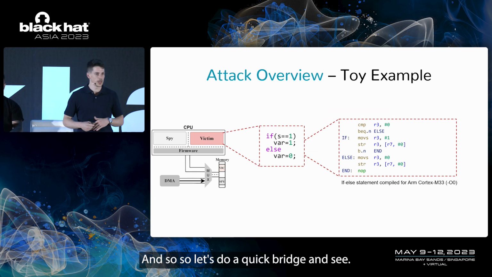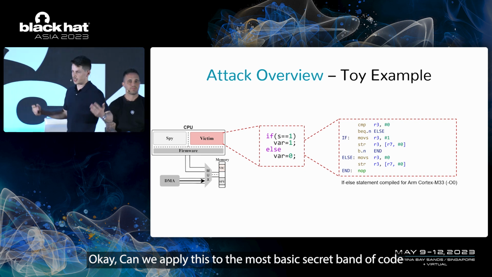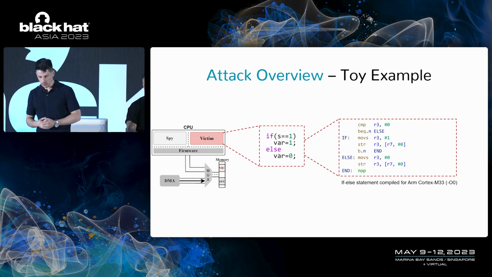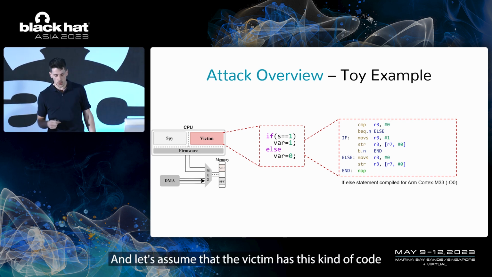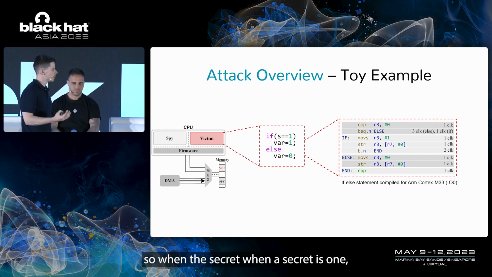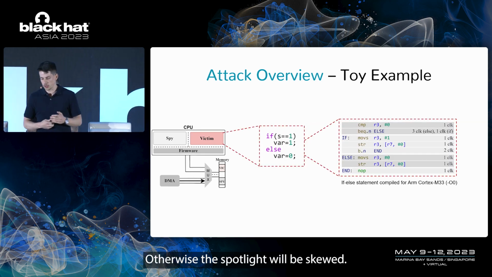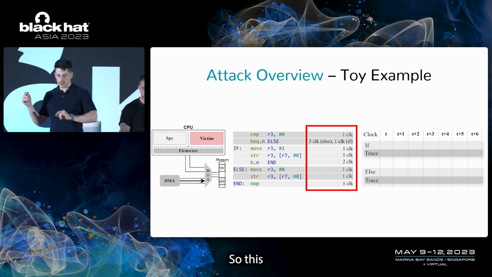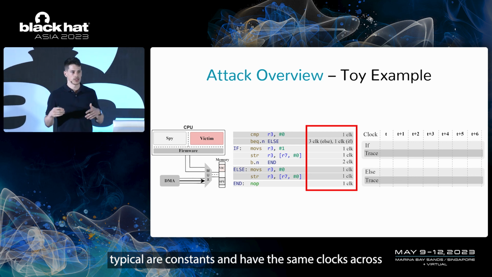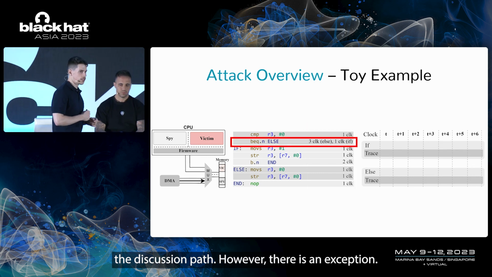So let's do a quick bridge and see how we can apply this to the most basic secret-dependent code. That is an if that branches on a binary secret. Let's assume that the victim has this kind of code. So when the secret is 1, the if path will be executed, otherwise the else path will be executed. These instructions typically are constant and have the same clocks across execution paths. However, there is an exception.